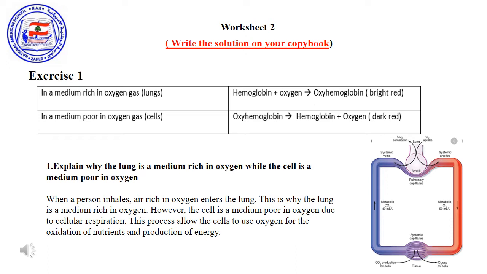However, why do we consider the cell a medium poor in oxygen? This is mainly due to cellular respiration, where cells consume oxygen and nutrients to produce energy and wastes. So here, the cells of the organs are consuming oxygen, and this is why the cell is a medium poor in oxygen.